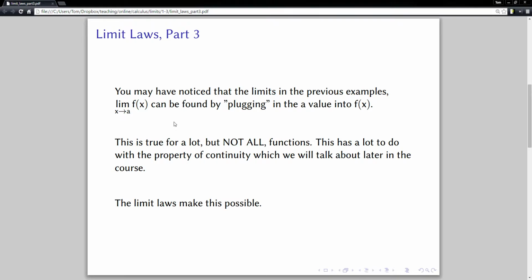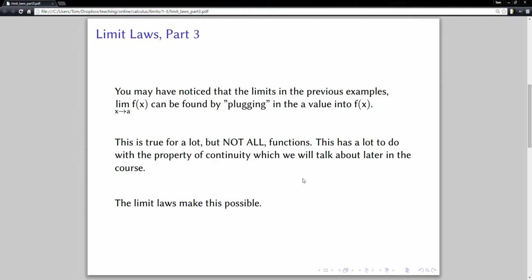And so the natural question that people ask is, hey, does it work that way all the time? And the answer is no, it doesn't work that way all the time. But it is true for a lot of different functions, in particular for a lot of functions that we care about in this class, and maybe that you will care about in other applications of calculus like engineering. So not every time it works that way, but for a lot of functions it does. And it's really the limit laws that make that possible, together with a property of functions called continuity that we will talk about in a later section.